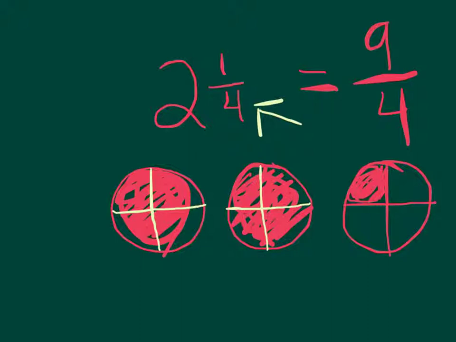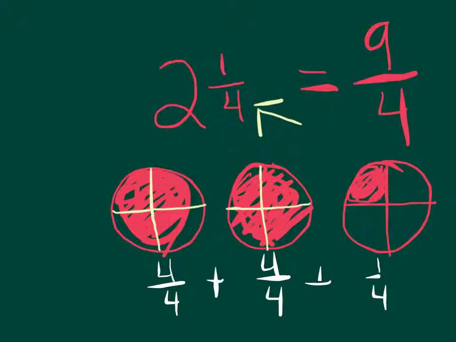Now another way you might want to think about it is that this 1 whole has been divided into 4 fourths, and this whole has been divided into 4 fourths, and this one is showing 1/4. And if I add all those together, I end up with 9 fourths. Let's do another one.